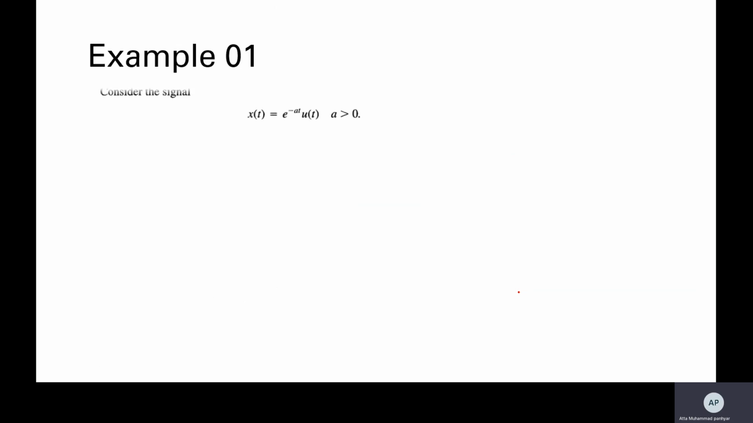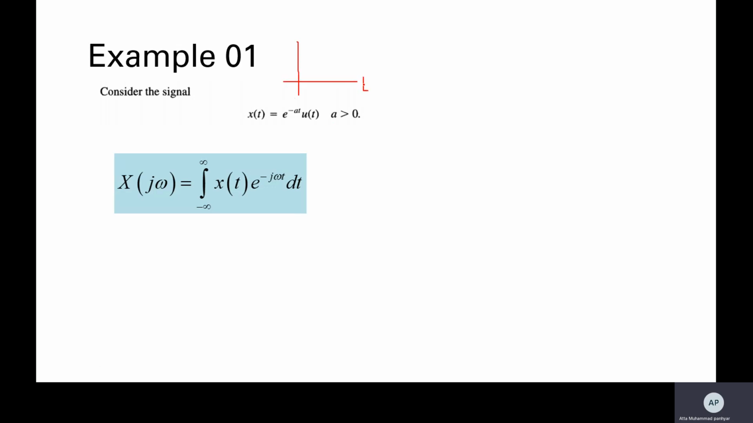So in the last class we said we have a signal that is e to the power minus at u of t, where a is greater than 0. That means this signal is defined on the t axis from here. When t is 0, the output must be 1, and so on. It would be exponentially decaying as time progresses, and it would only exist from 0 to infinity because of this u of t. So we wish to compute the frequency spectrum of this particular signal.